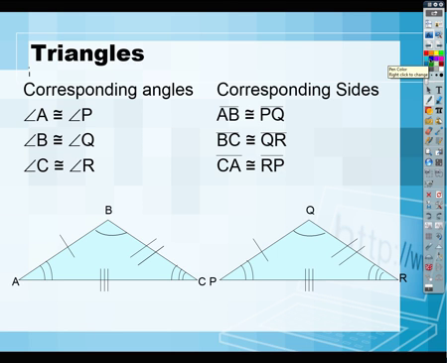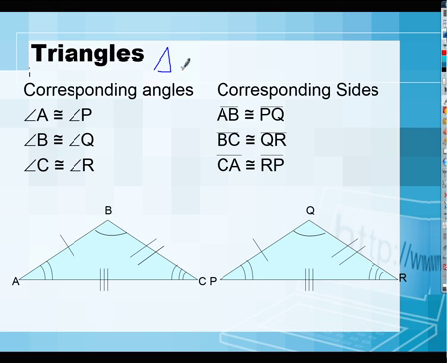So if I write down triangle ABC is congruent to, and I want to write a congruence relationship, how do you think I have to write the other triangle? I really don't have any choice now. PQR. It's got to be PQR because if A goes with P and B goes with Q and C goes with R, then I have to write the corresponding order.